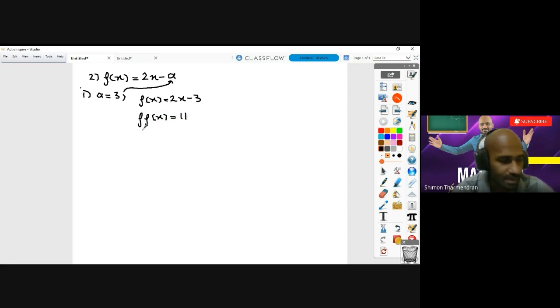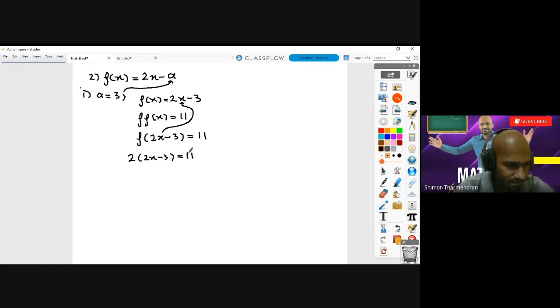What's the meaning of ff(x)? The meaning of ff(x) is we replace f of x into itself. So we have got f of 2x minus 3 here, and that equals 11. How do we do this? Whatever is in the bracket of f, we replace into the original f(x). So I've got 2 into 2x minus 3 equals 11. And then expanding, we have got 4x minus 6 equals 11 over here.